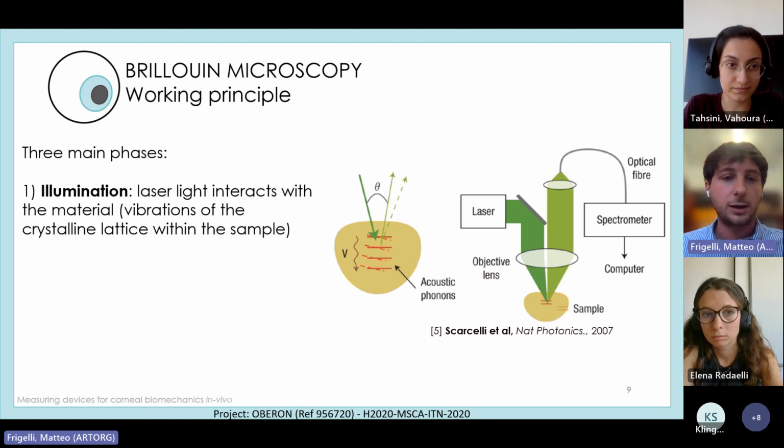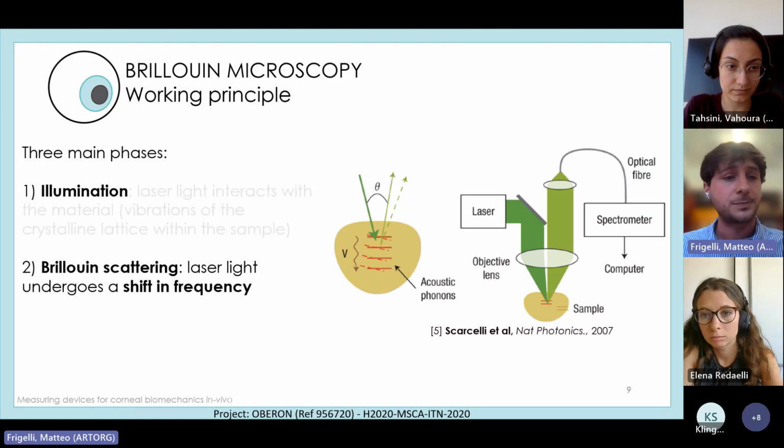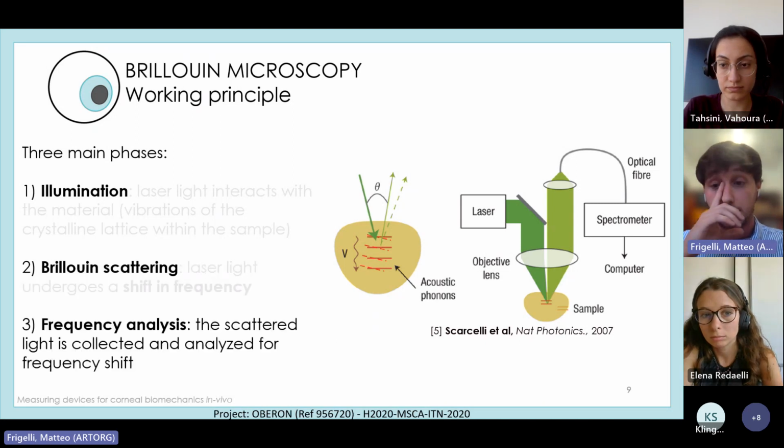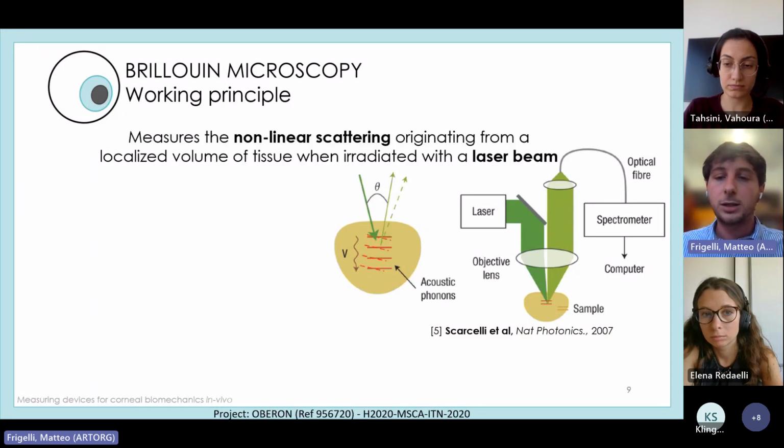The laser light interacts with this material, and this causes vibration of the crystalline lattice within the samples. This causes a portion of the laser light to undergo a shift in frequency. So it scatters and shifts in frequency, and the scattered light in the third phase is collected and analyzed for this frequency shift. So why do we care about this frequency shift?